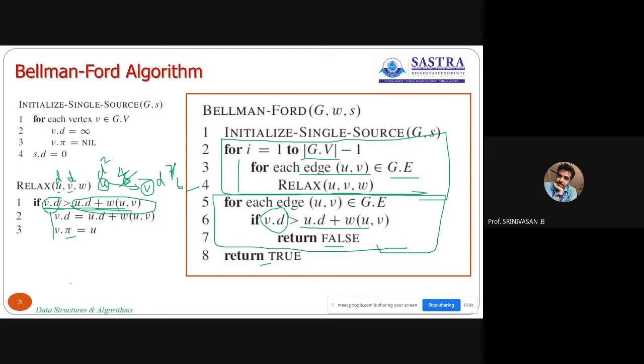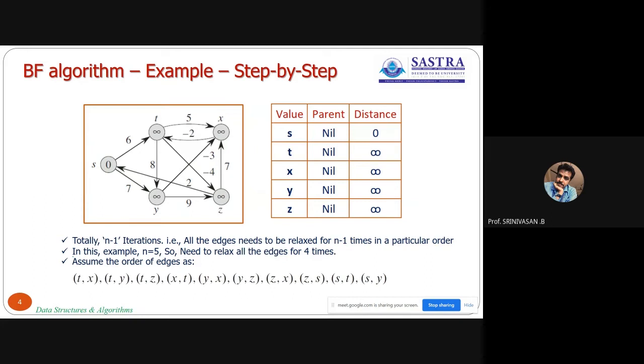Here I presented an example step by step, so you can understand. You see this example which is there in the book. The same example I have taken.